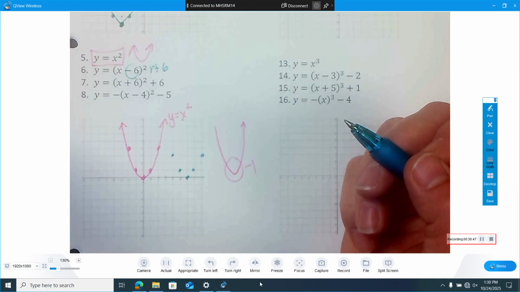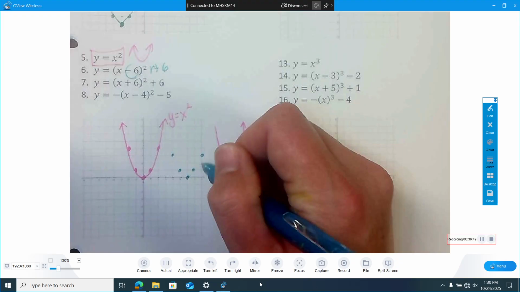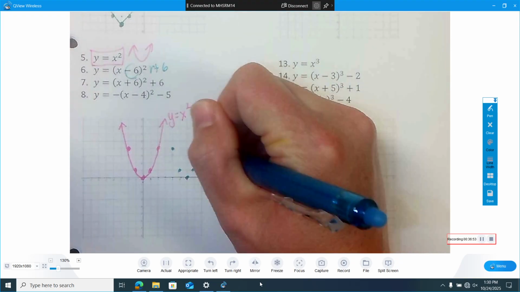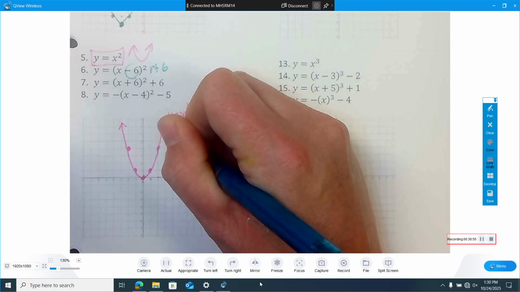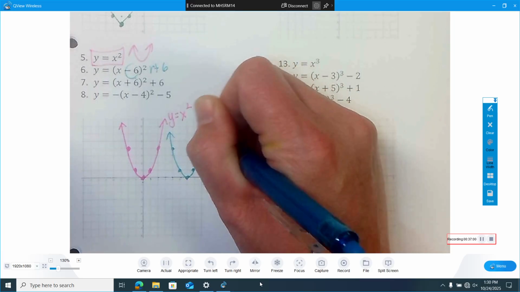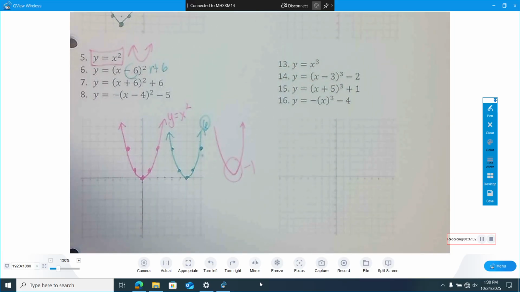Why does that look weird? Oh, that's only 3. That's why that looks weird. Okay. There we go. That's what I meant to do. All right. Got this beautiful parabola. Love it. That's number 6. Okay. Number 7.